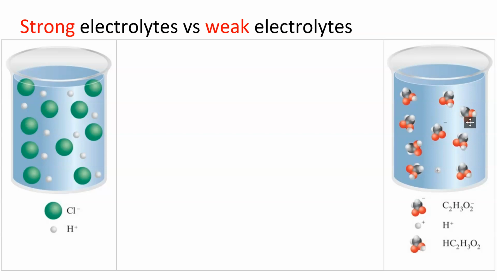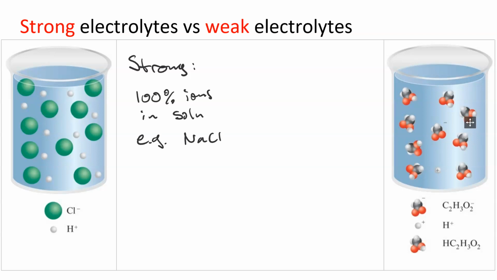Not all electrolytes are created equal. Some are strong, whereas others are weak. Let's define that. Strong electrolytes are present as 100% ions in solution. An example is sodium chloride. When you put sodium chloride in water, 100% of it separates into sodium ions, Na+, and chloride ions, Cl-.